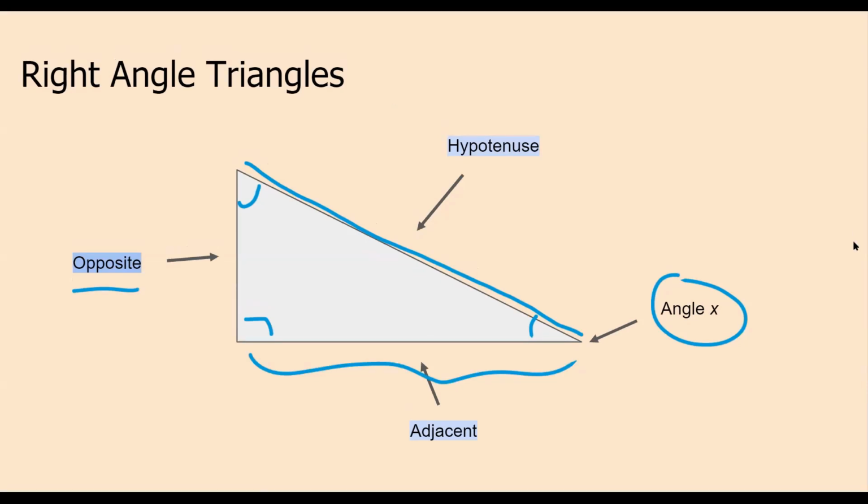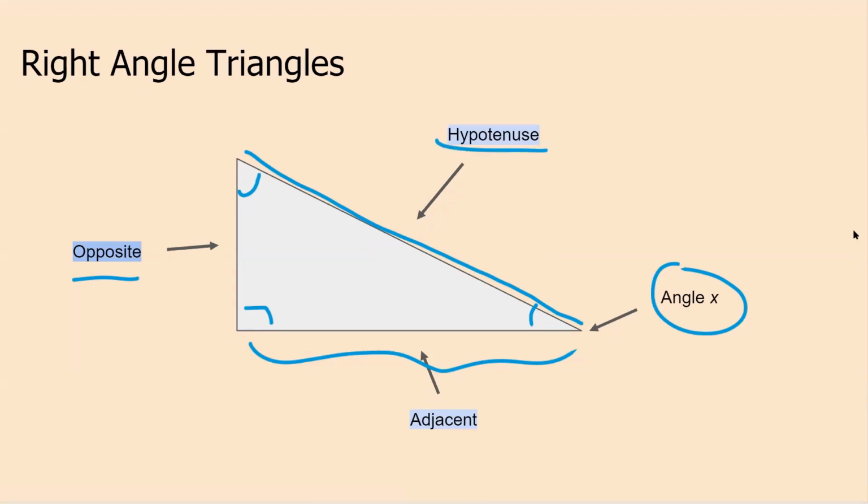Now you might be wondering, wait, aren't there two sides that are touching angle X? Which one is the adjacent? One of the sides is already named. This one is already called the hypotenuse, which leaves the remaining one, the adjacent. Adjacent is just another word for beside.